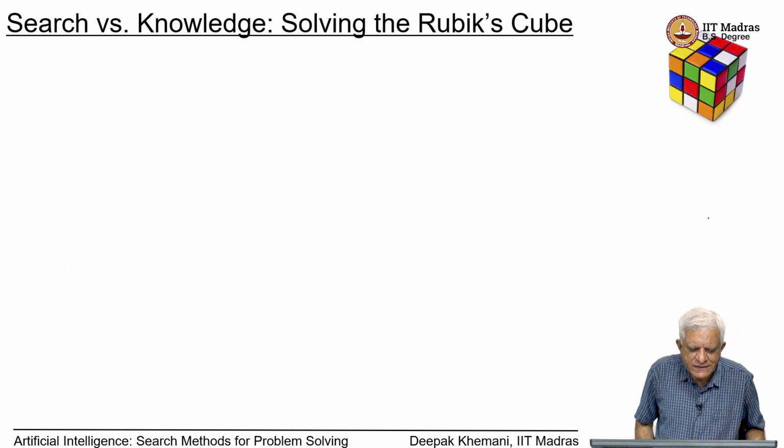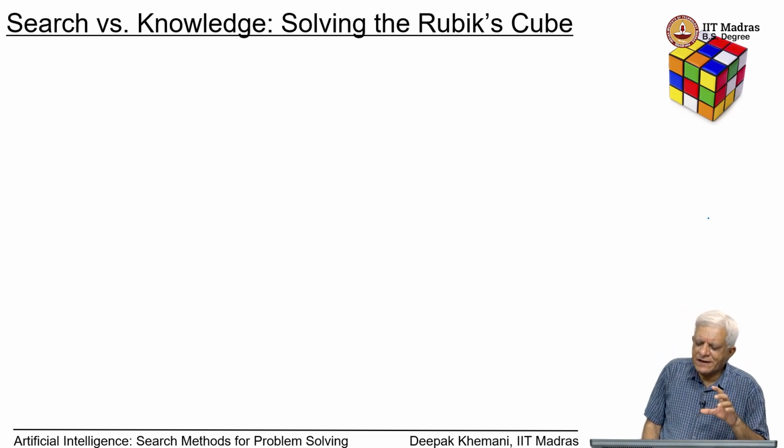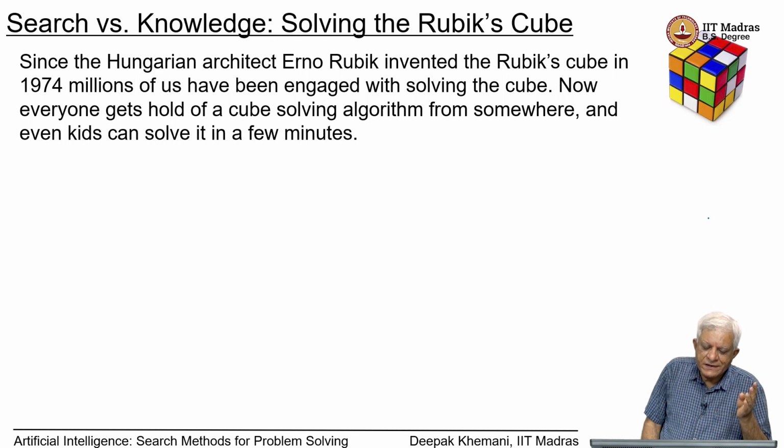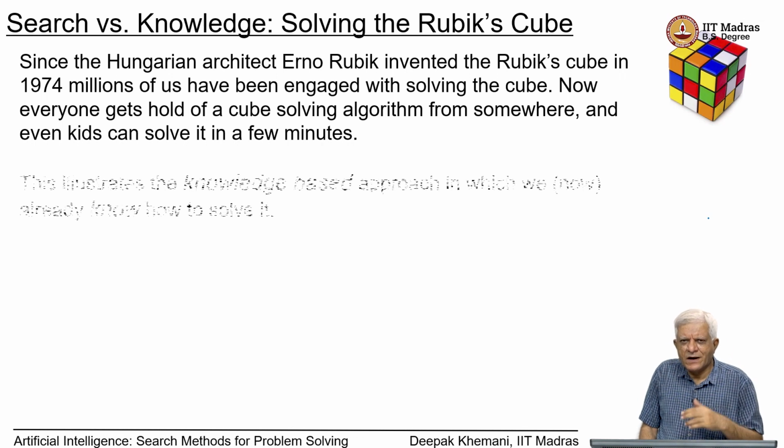So, just to illustrate this example of search versus knowledge, Rubik's cube is a classic example. All of us must have seen it at some point of time, essentially. Okay. And it was invented in 1974 by Rubik, who was an architect and a designer. And since he invented that, millions of us have been engaged with solving the cube. But what is the current scenario? You give this cube to a kid and the kid will solve it in a matter of few minutes, essentially. Everybody knows how to solve it.